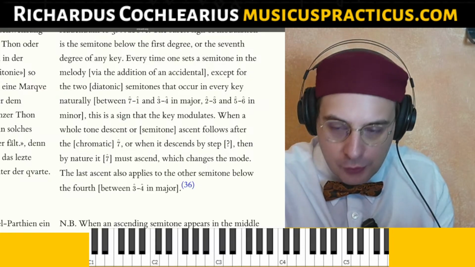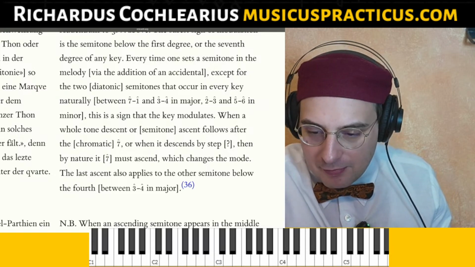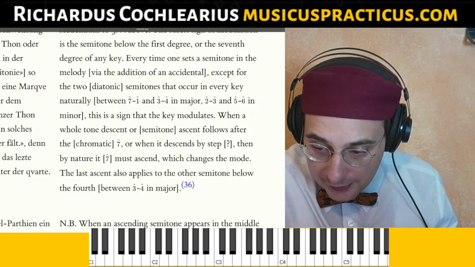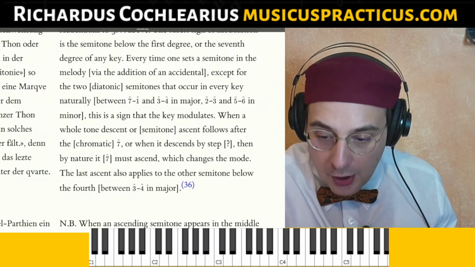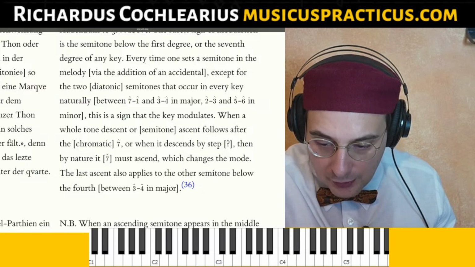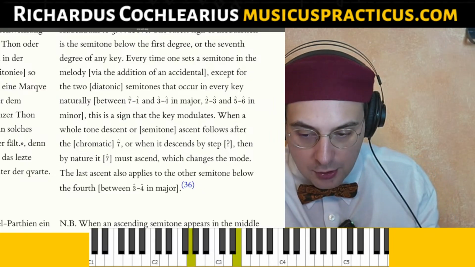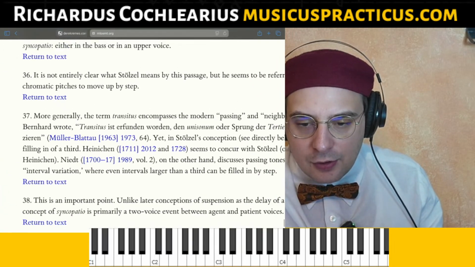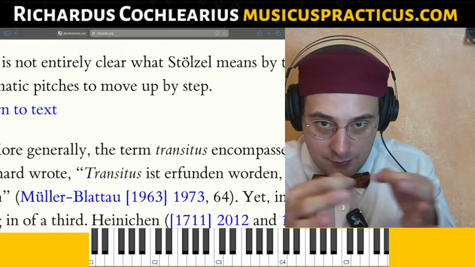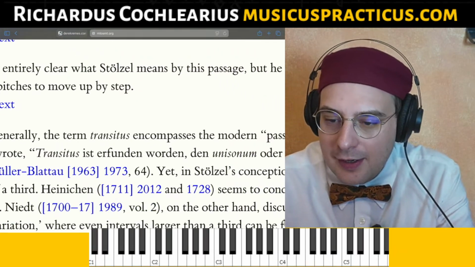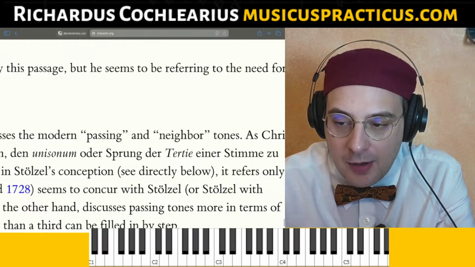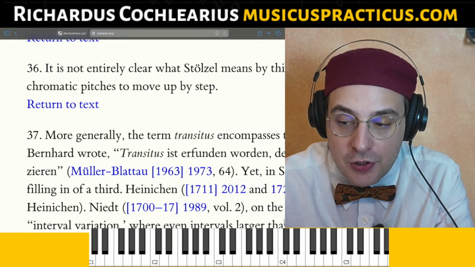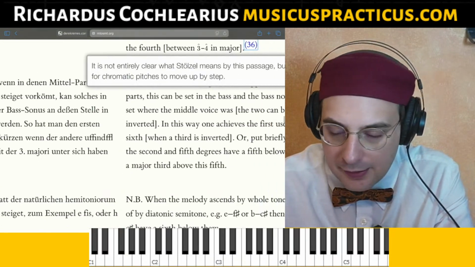Ascend, we change the mode, so modulation. Okay, it's clear. It's not clear the way he formulates the phrase. The last ascent also applies to the other semitone below the 4th, between 3 and 4 in major. Okay. Let's see the note. It is not entirely clear what Stölzel means by this passage, but he seems to be referring to the need for chromatic pitches to move up by step. I think the same.